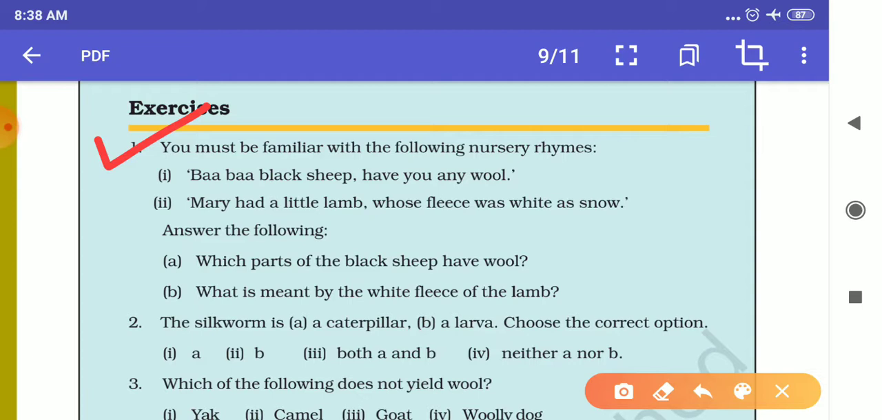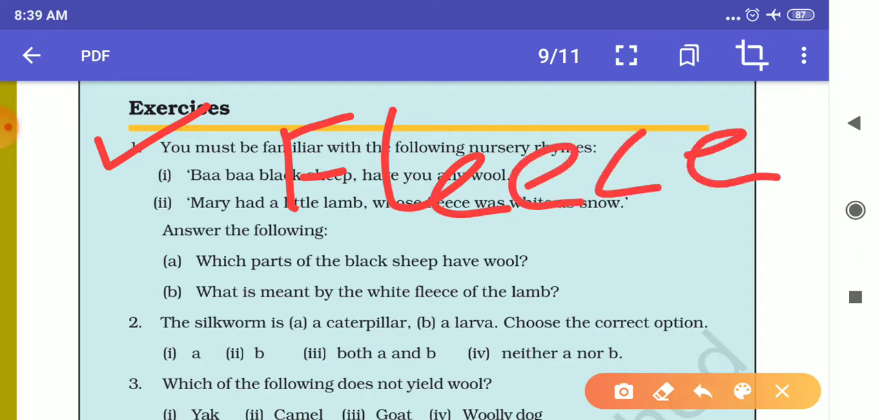We have already discussed that the fleece of sheep has wool, and the fleece has two parts. One is coarse hair and one is the soft hair. Therefore, the answer of the first question is, which part of the black sheep has wool? The fleece of the black sheep, FLEECE, the fleece of the black sheep has wool.